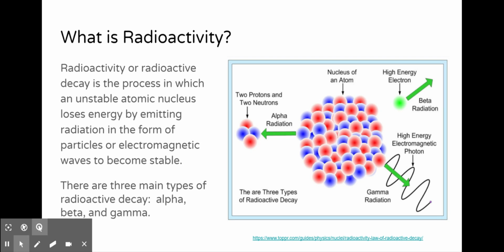The difference between a particle and a wave is that we know already that particles have mass, waves do not. Gamma radiation or gamma waves, if you remember from the electromagnetic spectrum, are very high energy, high frequency waves.